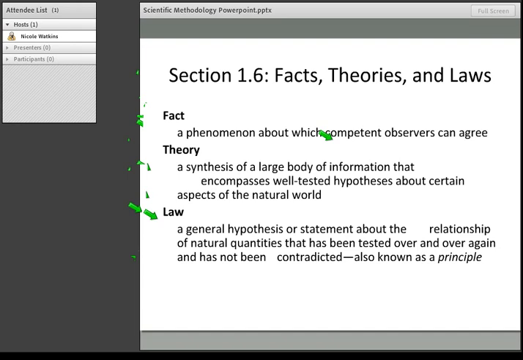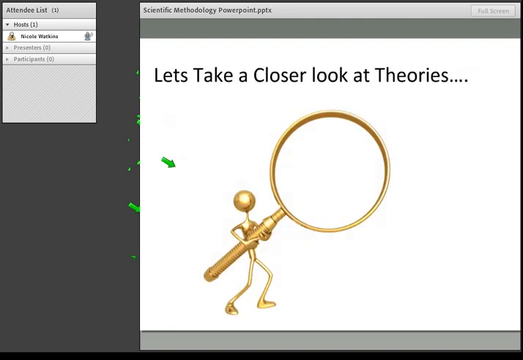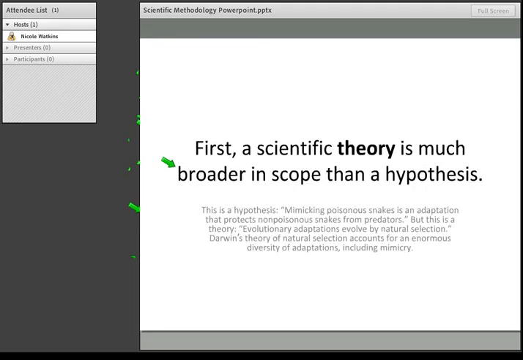And then you have a law, like the law of conservation of mass is an example of a law. It's a general hypothesis or statement about the relationship of natural quantities that has been tested over and over again and has not been contradicted. That is the difference between a law and a theory. So let's take a closer look at theories.